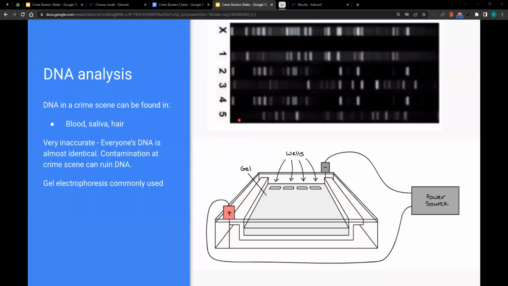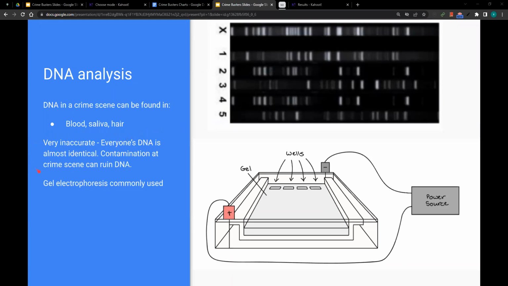Next is DNA analysis. DNA in a crime scene can be found in so many different ways. It can be found in blood, in saliva, in hair. Your skin also constantly drops dead skin onto the ground. Those things you basically cannot avoid at all because of how small and minuscule those dead skin particles are. And basically, through any one of those, you can obtain DNA.